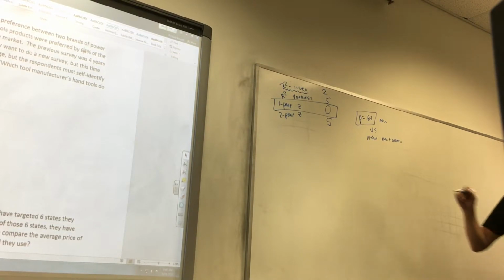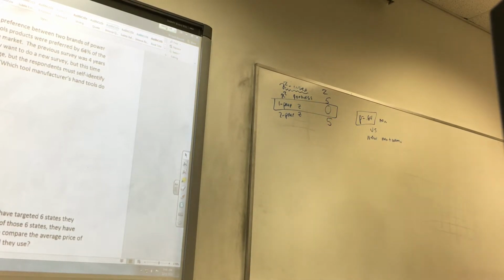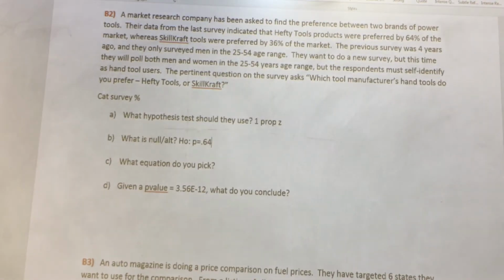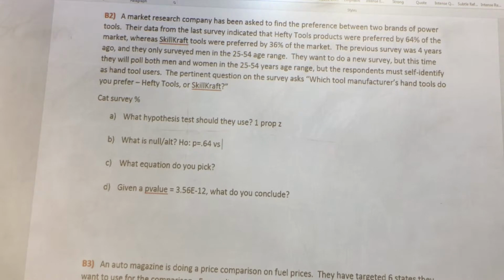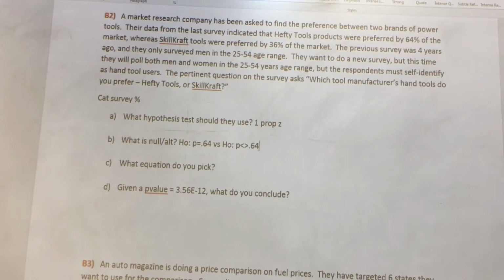Okay, so now that we know it's a 1 proportion z test, let's back up. What's the null and the alternative hypothesis? P equals 0.64 versus P does not equal 0.64. We don't know if it's gone up or down, right? It does not equal 0.64.